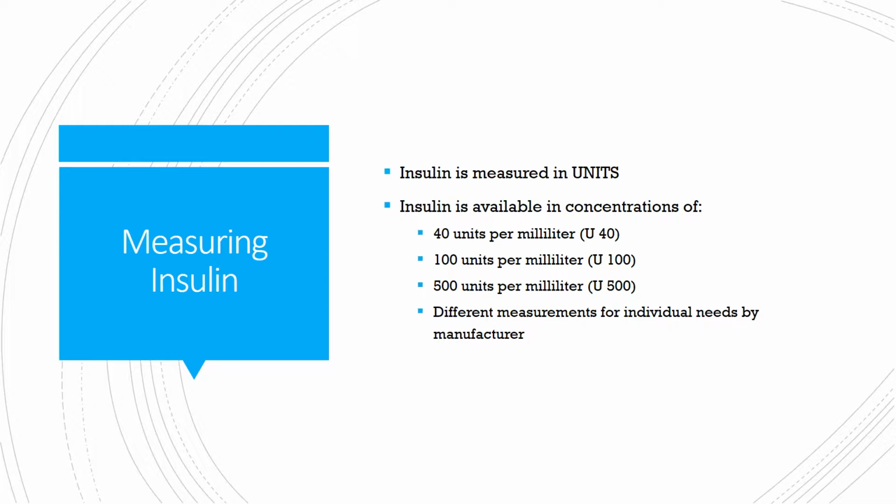Insulin also comes in different concentrations. It comes in 40 units per milliliter, which is listed as U40, 100 units per milliliter, listed as U100, and that's probably the most common concentration you'll deal with, or it's measured in 500 units per milliliter, listed as U500. It is important to note that sometimes individuals have different needs for their insulin concentration, and manufacturers can supply those specifically for that person. So it's always important to know what concentration of insulin you're dealing with.